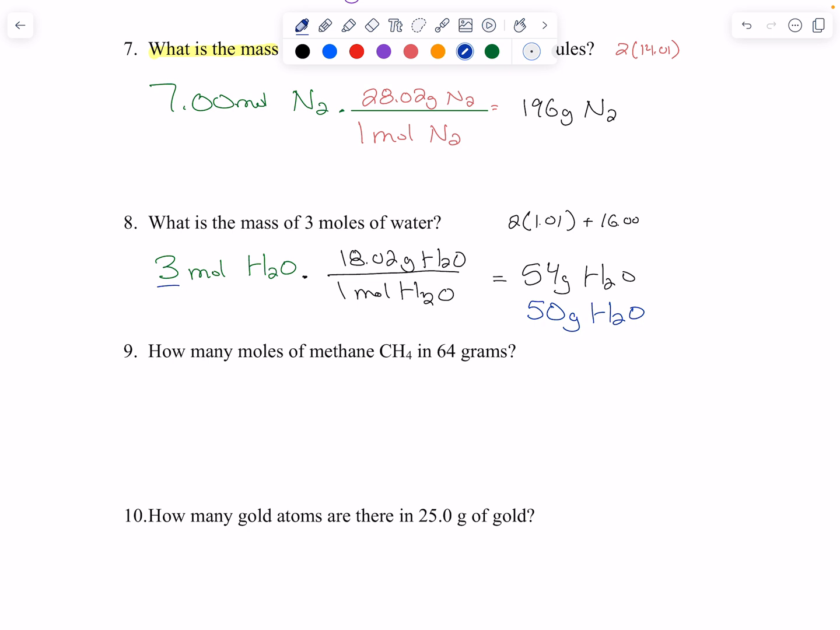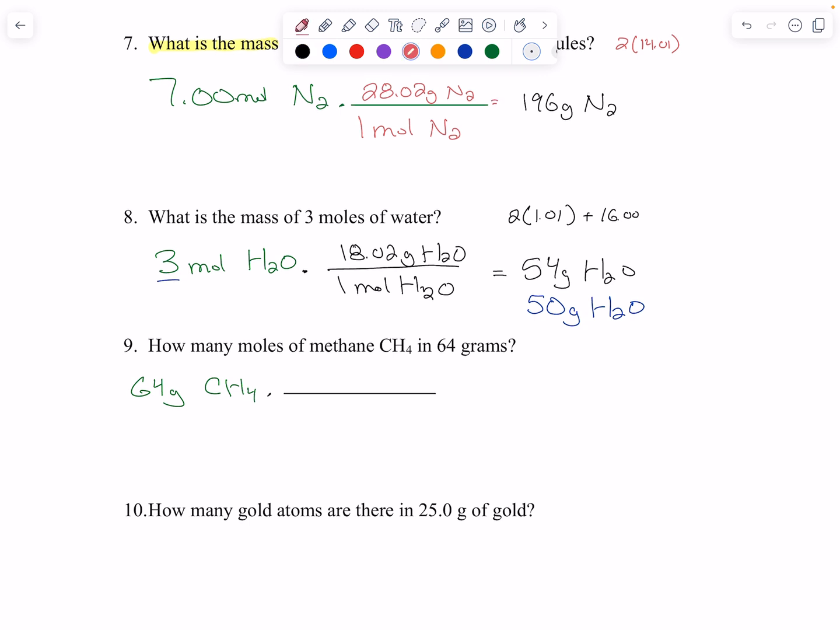How many moles of methane are there in 64 grams of methane? All right, so I take my 64 grams of CH4. If you notice, we're going the opposite way. So methane, all right, 12.01 plus 4 times 1.01. So that looks like it's what, 16.05? So we have 16.05 grams of CH4 in 1 mole. So 2 sig figs, 64 divided by 16 would be 4.